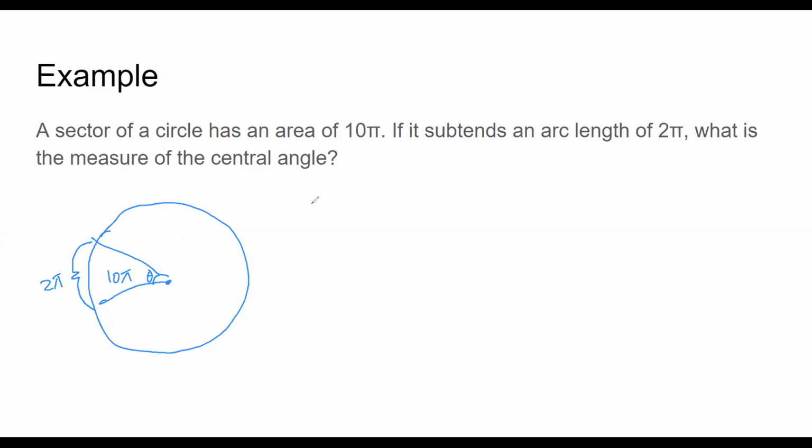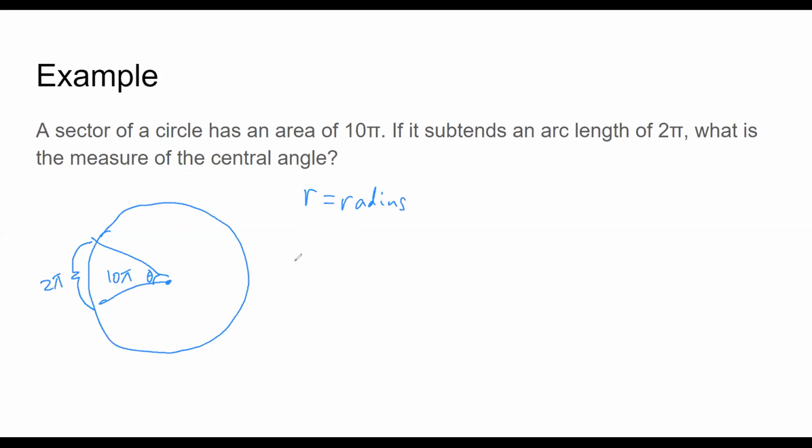So let's call it R. What we can do here is set up a proportion, because we have two parts here. So we have an arc length, which is part of the circumference. Then we have the sector area, which is part of the total area. So basically, these two parts, we can set up a proportion to try to find what the radius is.